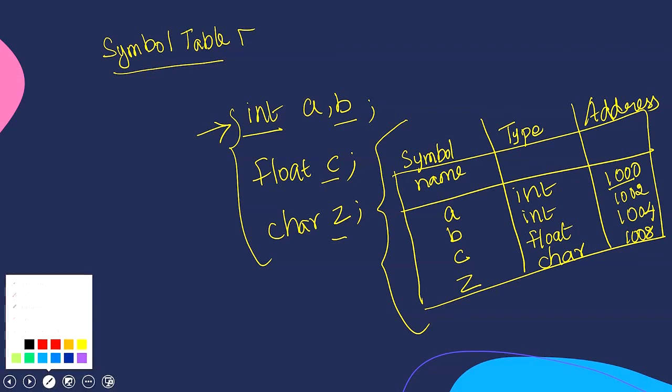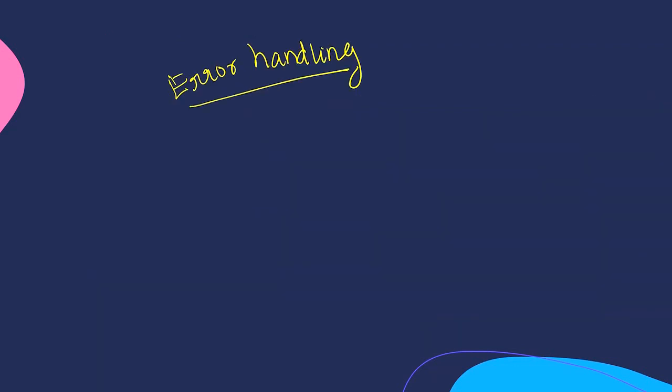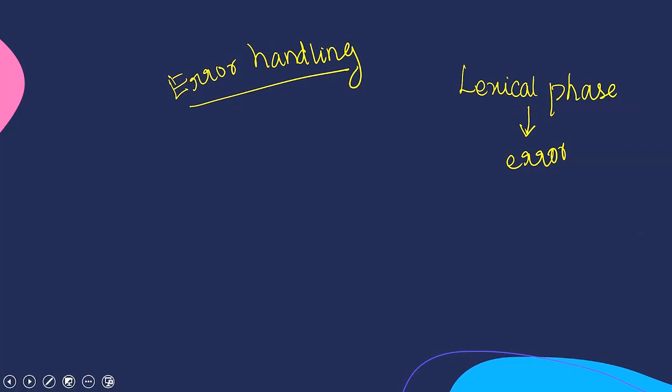Next, error handling. Each phase will have some errors. For example, if an error occurs in the lexical phase, that phase is responsible for handling this error. Before generating an output, the lexical phase should handle the errors and this error has to be removed. Then only this particular phase will produce the output. So each phase can encounter errors. After detecting the error, the phase should handle the error so that compilation can proceed.